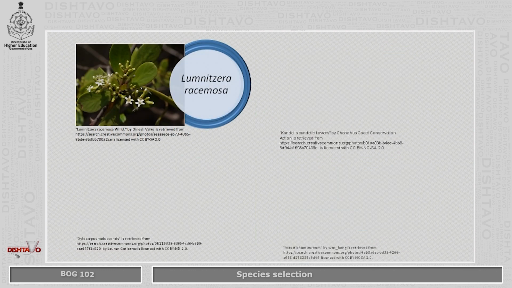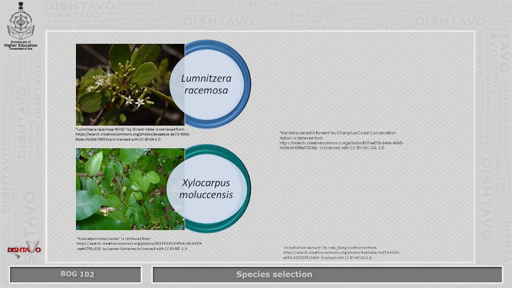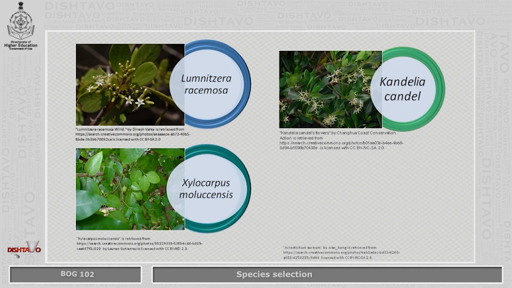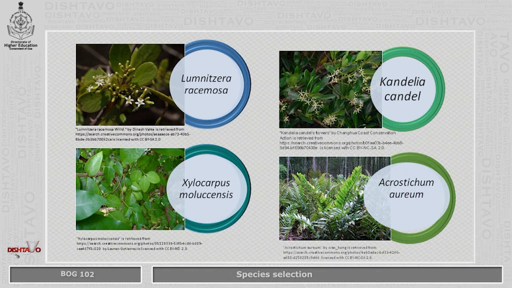Lumnitzera racemosa, Xylocarpus mekongensis, Kandelia candel, and the only edible fern which occurs in the mangroves is Acrostichum aureum.